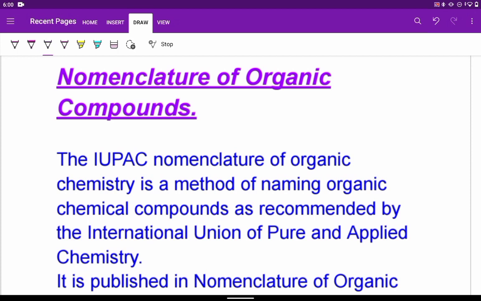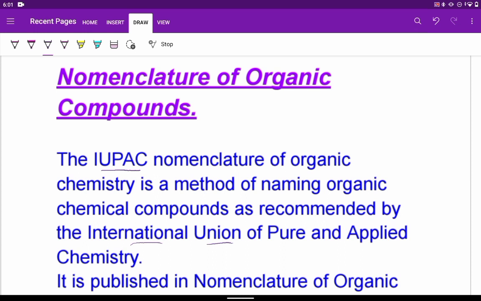Today we will study nomenclature of organic compounds. Nomenclature means we have to name the organic compounds. In order to get a compound's scientific name and also to get a rough sense of its chemical structure, we follow certain rules which are specified by IUPAC. Now, what is IUPAC? IUPAC is the International Union of Pure and Applied Chemistry. They have laid out certain rules based on which we can do the naming of the organic compounds.